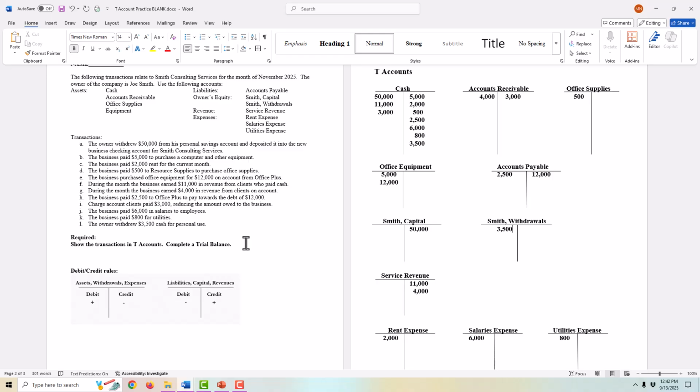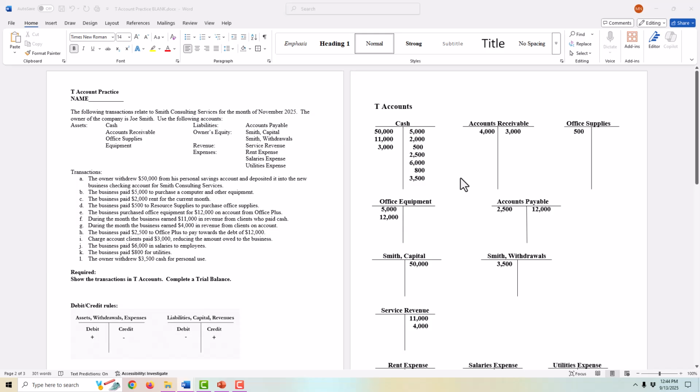Another way you could look at this is withdrawals is technically an equity account. When the owner increases equity, when they're investing money, we're crediting to add to capital. And withdrawals is the opposite. It's the owner taking money back out. So we're technically taking money out of equity with this debit.